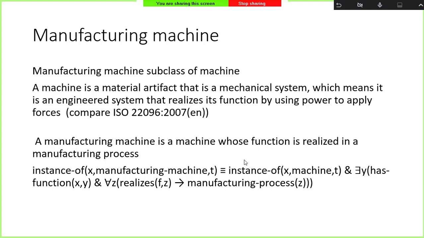We do have a definition of engineered system, and function is already a BFO term. And now we can define a manufacturing machine as a machine whose function is realized in the manufacturing process. Now, function and realized and process are all BFO terms. Every machine has a function because every machine is a material artifact, which is what the definition says at the top.